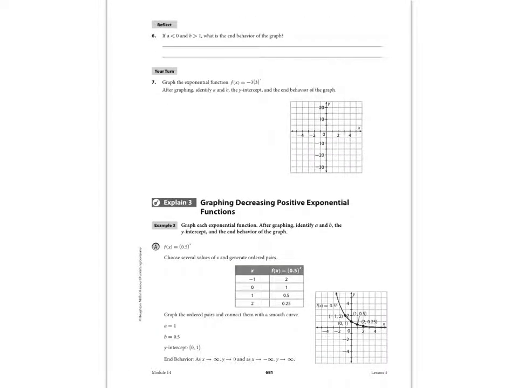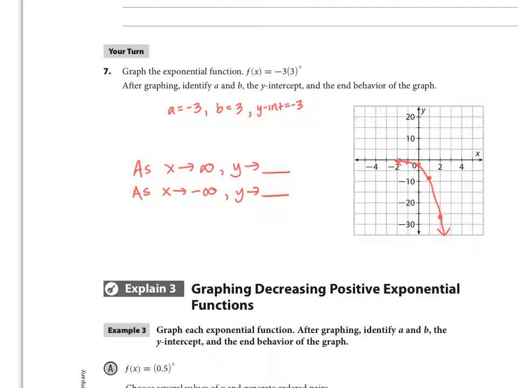I want you to try one now. So on this page 681, number 7, do the exact same thing with this, the negative 3 times 3 to the x. Get your a, your b, your y-intercept, describe end behavior. I'm going to wait 5 seconds and then have the solution pop up. Go and pause it. And here we go, and I don't have the full solution up here yet, but let me talk you through it.